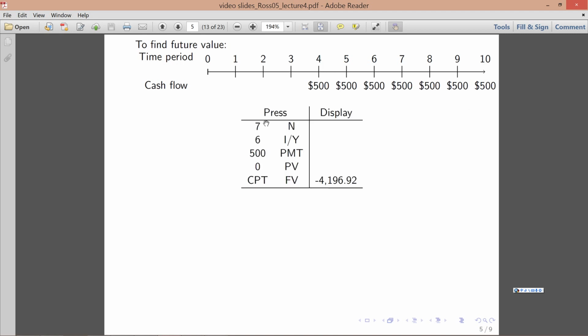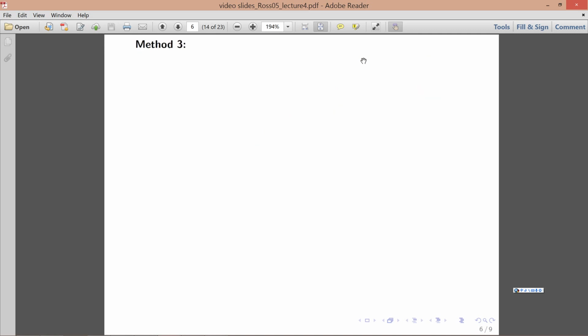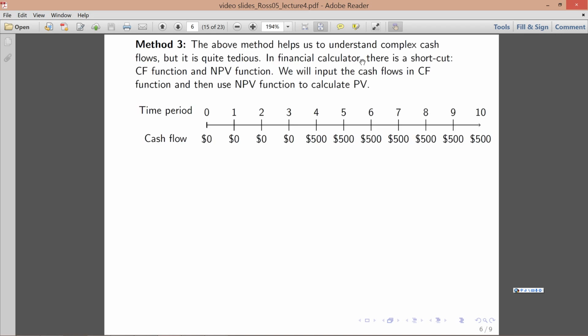So again, the number of periods will be 7 because there are 7 payments. And payment is 500, and PV is 0. That's because at time 3, which is the beginning of this ordinary annuity, there's no additional cash flow. Okay, and eventually we compute future value. So it equals this amount. Okay, now that's the second step. It's a shortcut. Now we have a method 3, which is a specific function in the financial calculator that is designed for a complex cash flow.